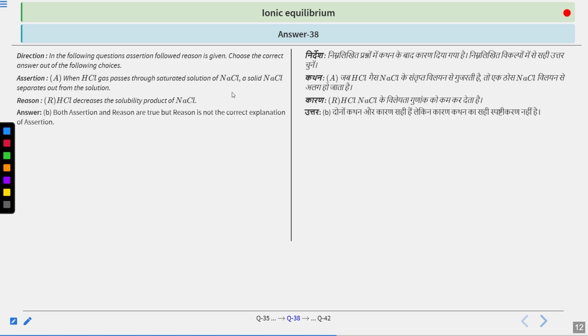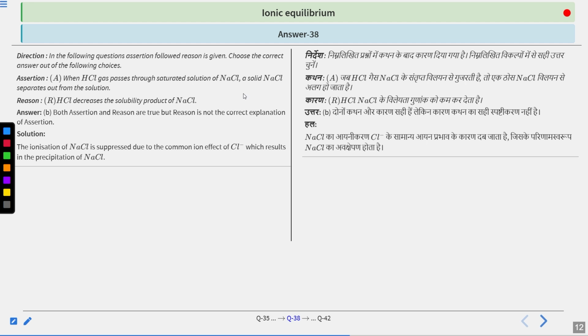So the answer is that both assertion and reason are true, but reason is not the correct explanation of this assertion. So why is the ionization of NaCl suppressed? It is due to the common ion effect, right? This is due to the common ion effect, which results in the precipitation of NaCl. So this is the reason for that. HCl is of course decreasing the solubility product, but it is not the reason for the crystallizing out of this NaCl. Okay, so that's why your correct option is B.